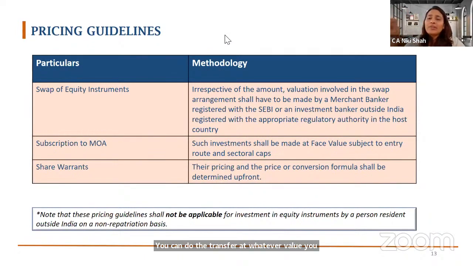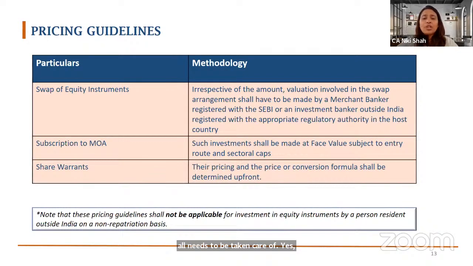But do not forget to pay tax on it in India. So taxation and taxable liability is what you need to take care of. All other compliances, such as stamp duty, whatever is there, you need to take care of. Only what we are trying to say here is that pricing guidelines are not applicable and you can determine the price that you want. But compliance with stamp duty, tax liability, TDS, whatever is required, all of that needs to be taken care of.